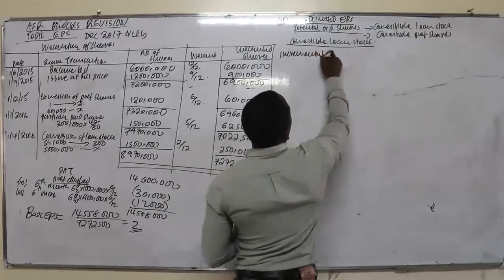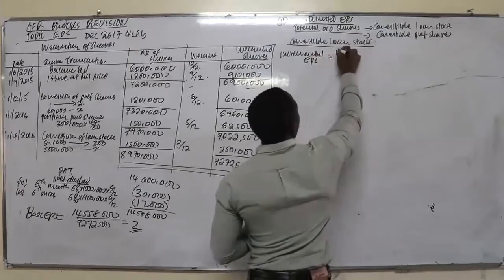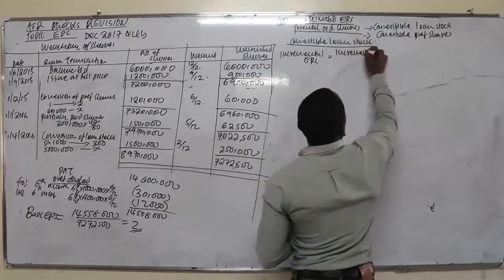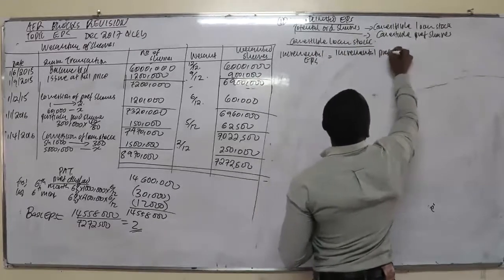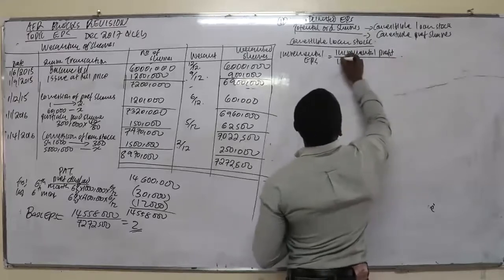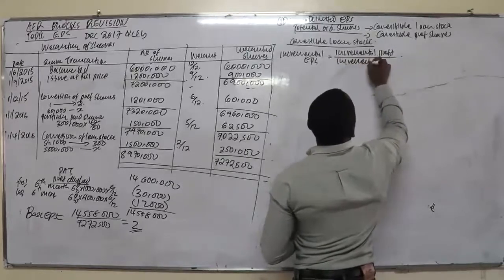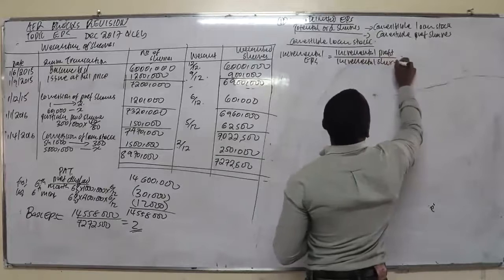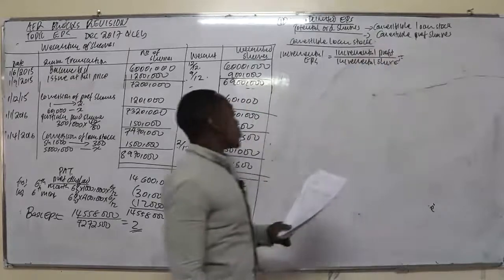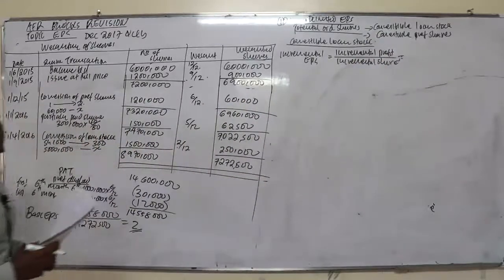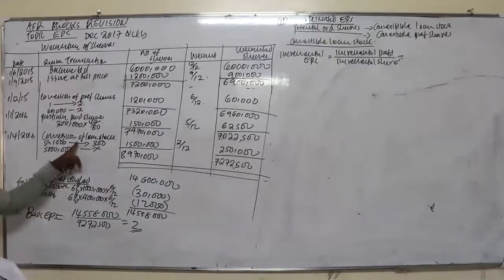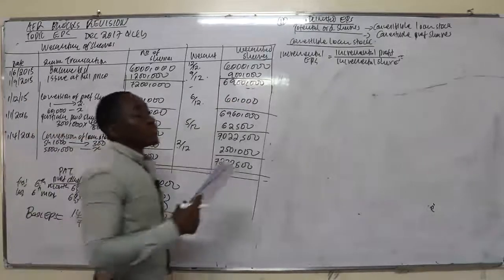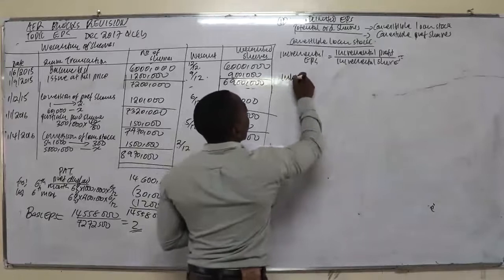And how do we get the incremental EPS? You take incremental profit, you divide by the incremental shares. So convertible loan stock. Did we convert any loan stock? Yes, there was conversion. So incremental profit, we need to compute what? The interest.